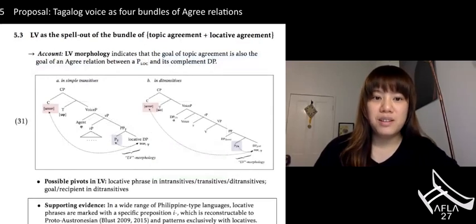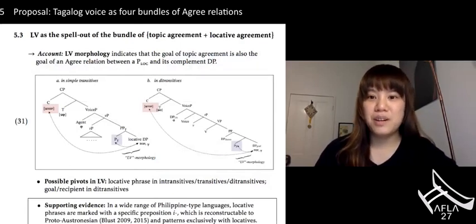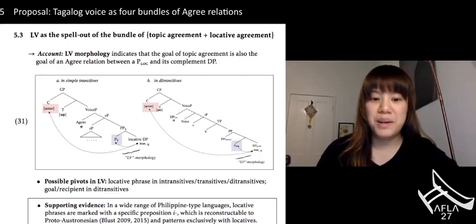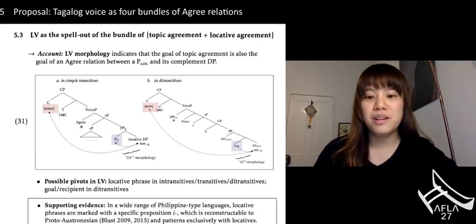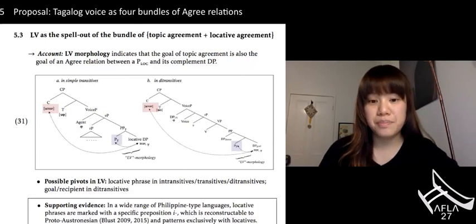And moving on to locative voice, I assume it's the spell out of the bundle of topic agreement plus a specific type of inherent agree relationship between a locative-selecting preposition and its complement. And if you'd like to hear more about the specific evidence for this, we can come back to this during the Q&A. So this account captures the fact that LV morphology can be seen either in simple clauses that contain a locative phrase or in prepositional datives.